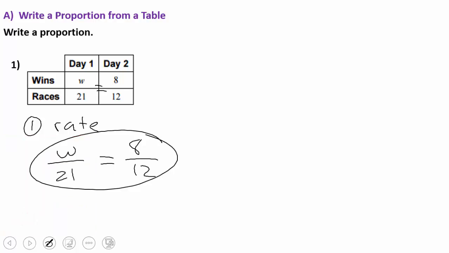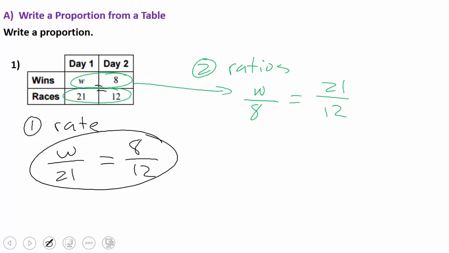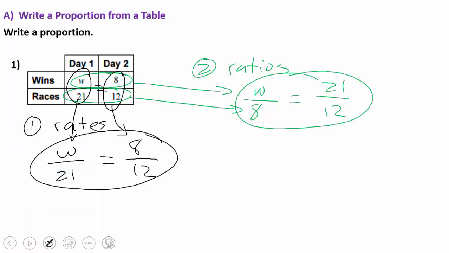If I wanted to use my second way of ratios, and I write my proportion template, I would do W over 8 is equal to 21 over 12. I would be going this way, right, in the rows. And the first one, I went the other way, and I went down the columns. So rates and ratios, the 2 ways. Both of these answers are 100% correct, and yes, there are 6 other correct ones that you could write.